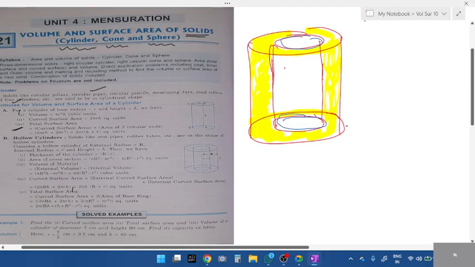Next, external radius. External radius is for the outer circle, external radius is capital R. Internal radius is small r. Okay. Then height will be the same. For both, height would be the same.